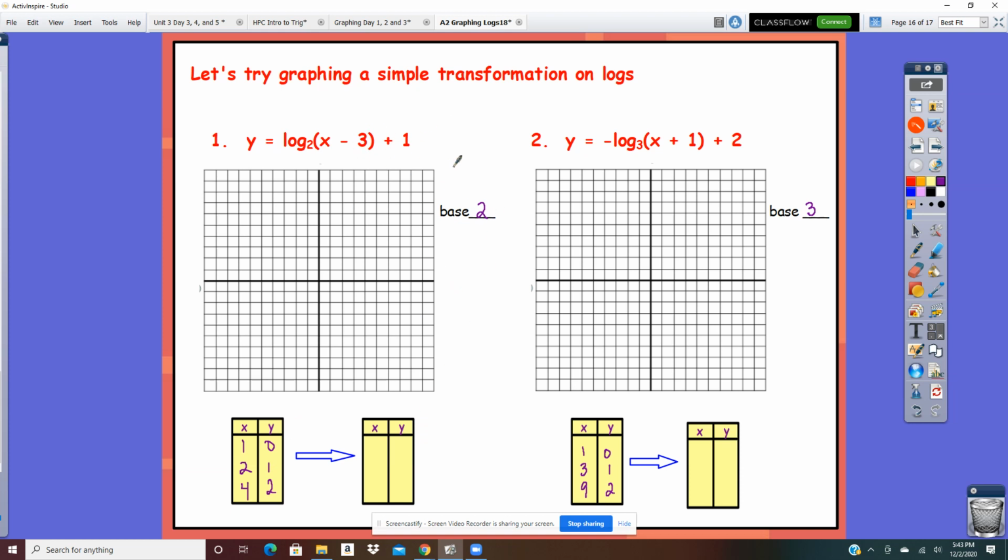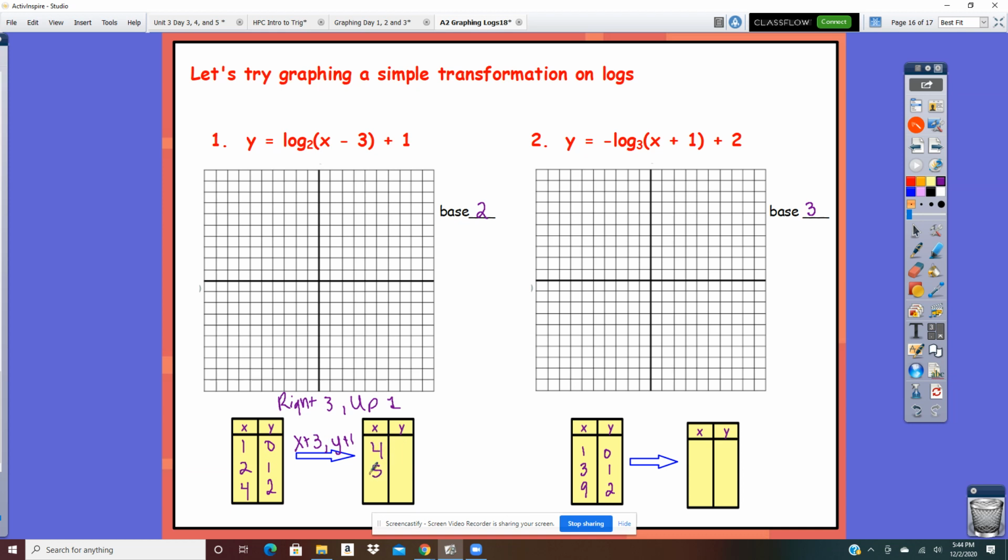So now we're going to look at our transformations, which means we're going to go right 3 and up 1. So we're going to take our coordinates and go right 3 and up 1. So in x, I'm going to add 3 to the x values, and I'm going to add 1 to the y values. So my new x values, 1 plus 3 is 4, and then so on.